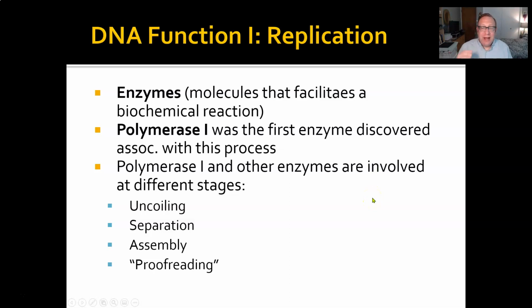So enzymes, now this is a supremely oversimplified version of this process. There's a lot of stuff going on. There are a lot of other molecules other than polymerase that are involved in this. But they're all enzymes. They facilitate molecular reactions, biochemical reactions. Polymerase 1 was the first enzyme discovered that was associated with the process of replication, but there are others. Each of them controls a different aspect: the uncoiling, the separation, the reassembly, and a step of proofreading that happens after it's all together to make sure there weren't any mistakes made.